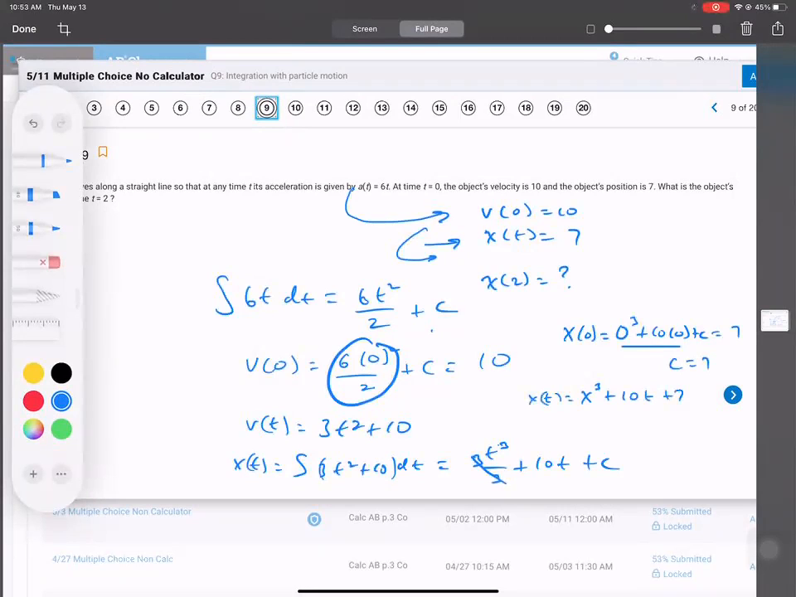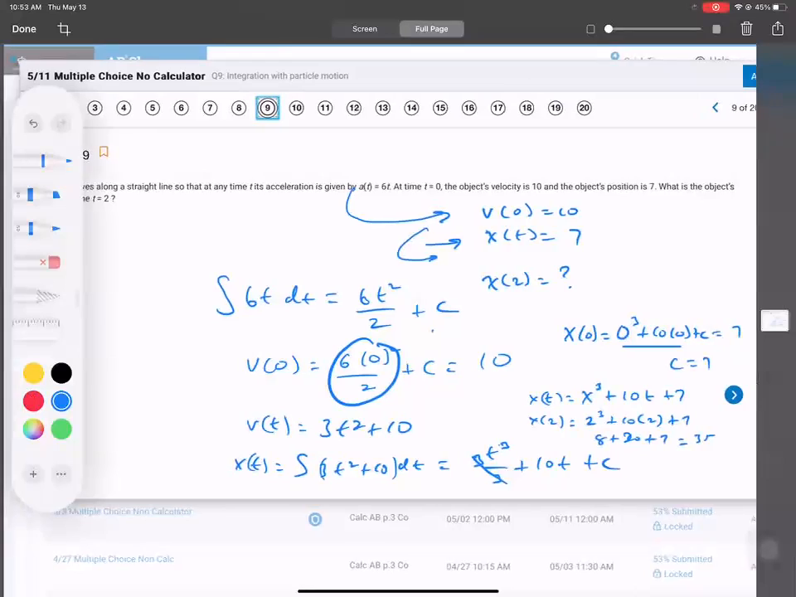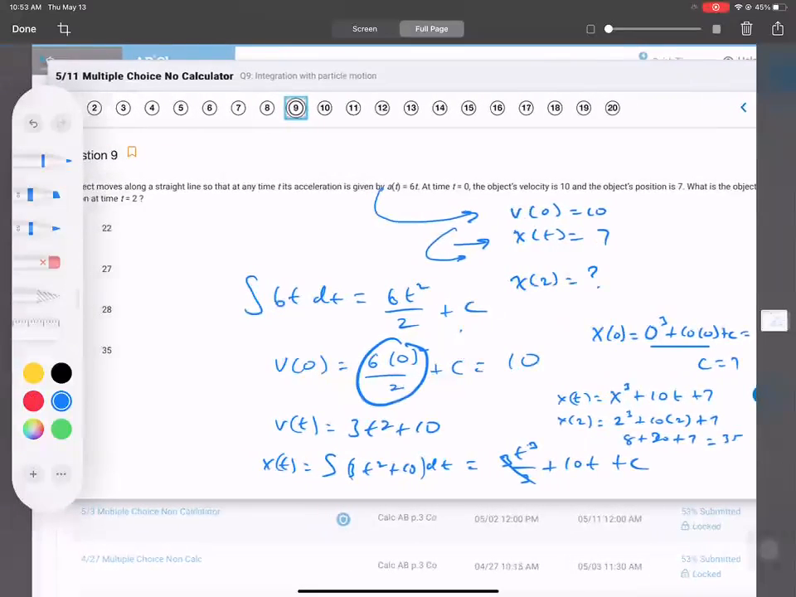And then they want us to plug in 2. So x of 2 is equal to 2 cubed plus 10 times 2 plus 7, which is 8 plus 20 plus 7, which is 1535. Hey, that's an answer. What?